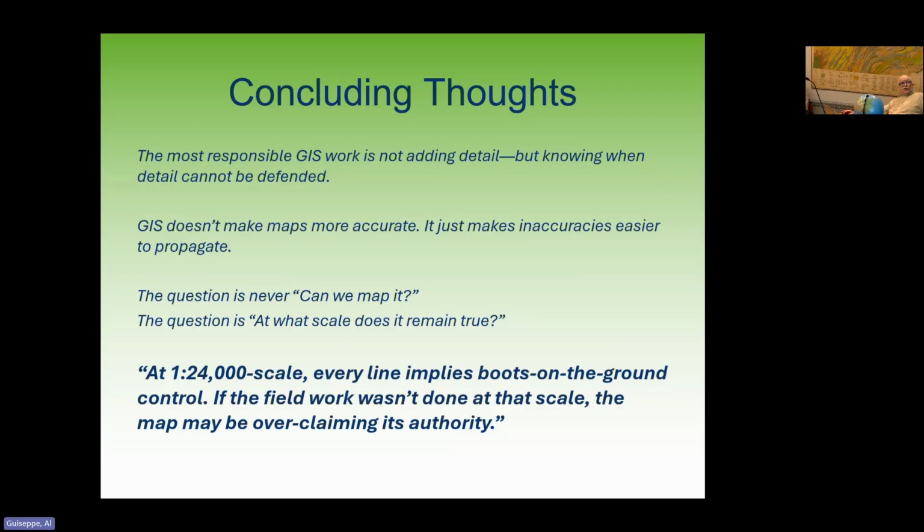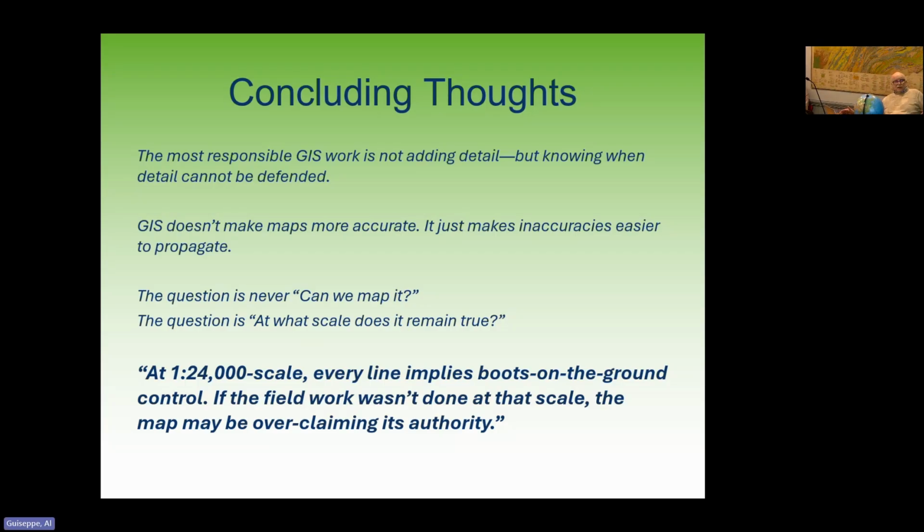Most responsible GIS work is not adding detail, it's knowing when the detail can't be defended. GIS doesn't make maps more accurate. It makes inaccuracies easier to propagate. So if you get this wrong, it's going to go downstream. I can go show you what the wells look like.